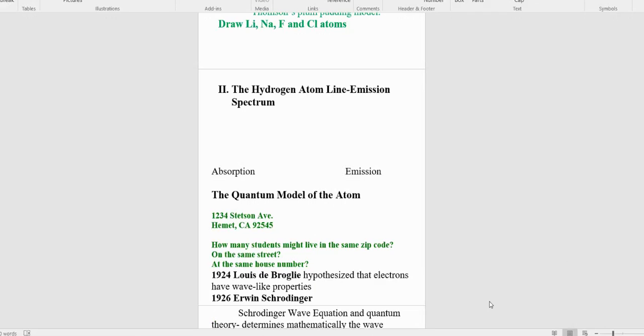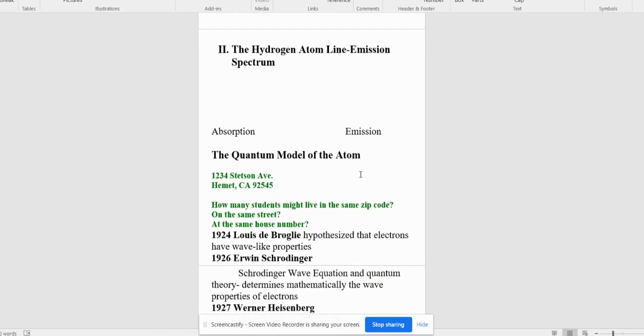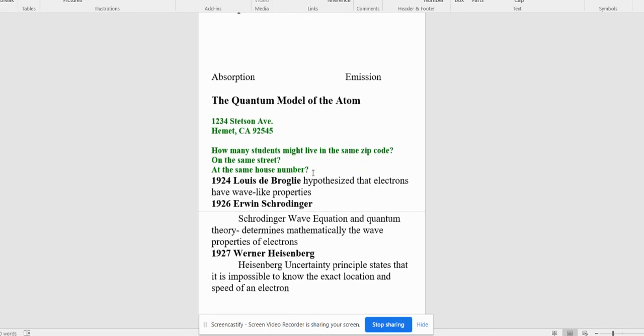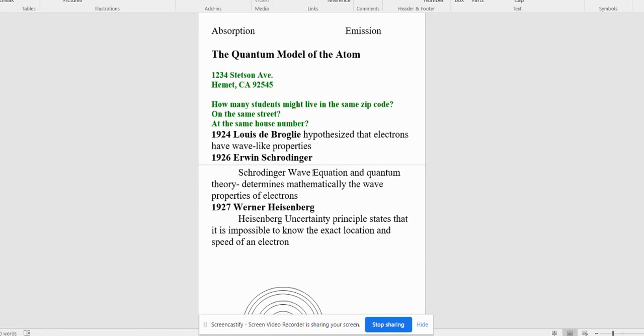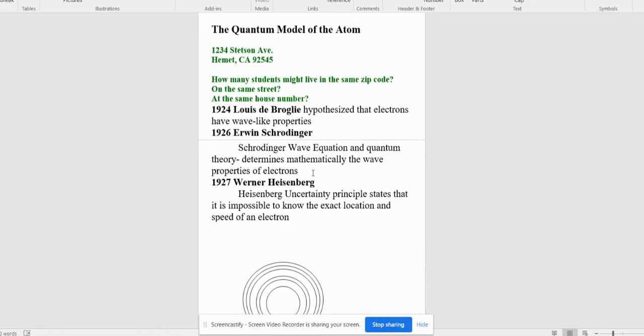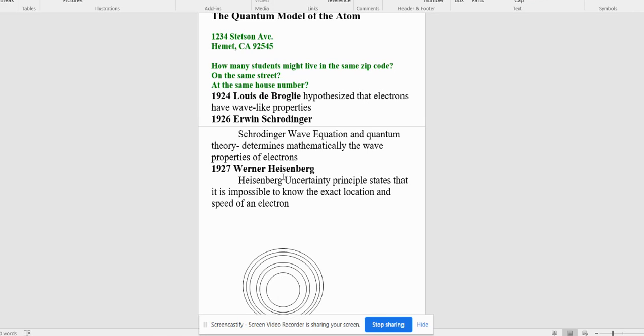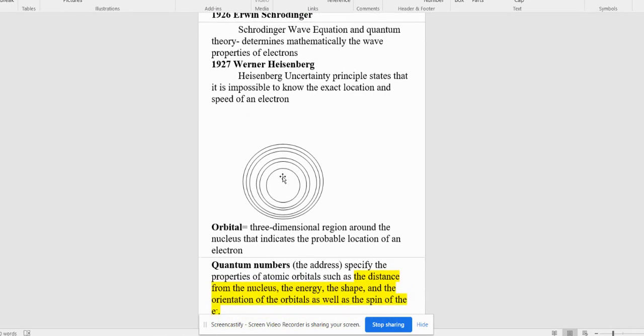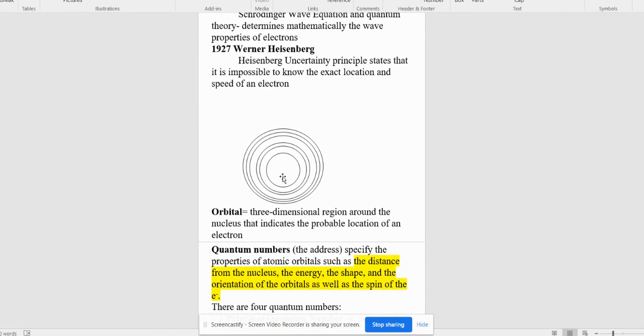Right. Okay, so the quantum model of the atom is kind of like giving our address. So we're going to have multiple parts that tell exactly where we are in the city and even in the state. Okay, we're going to skip over these guys for a second. You guys can go back and read about them in your book if you would like. So first off, an orbital is a three-dimensional region around the nucleus that has the probable location of an electron.